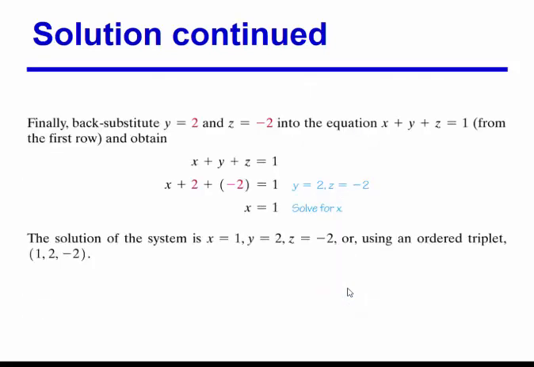So finally, we back substitute y is equal to 2, z is equal to negative 2 in the equation x plus y plus z is equal to 1, and we get that x is equal to 1. So the solution of the system is the triplet 1, 2, negative 2.